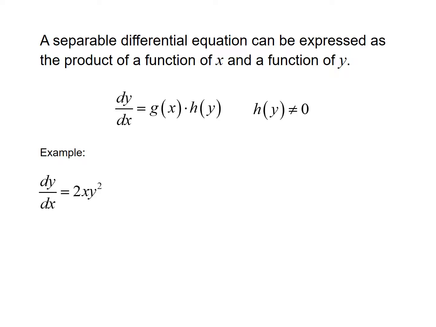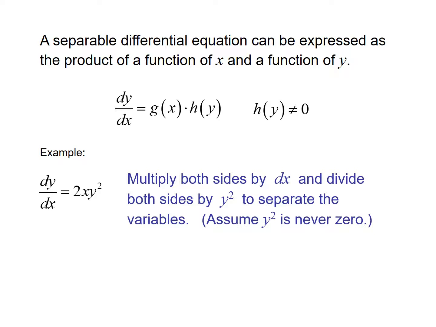So dy dx is 2x times y squared. So we have a product of two functions, 2x and y squared. And the way we solve a separable differential equation is, sort of as the name implies, we separate. So we move the x's to the right side and the y's to the left side. So we divide by y squared, we multiply by dx. Rewrite that 1 over y squared as y to the negative 2.